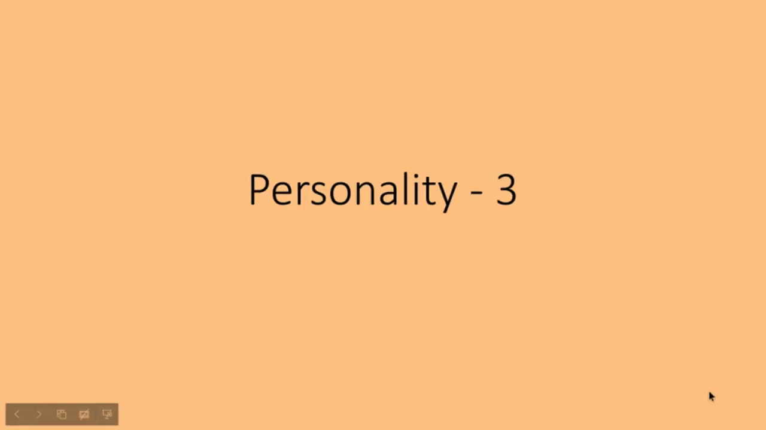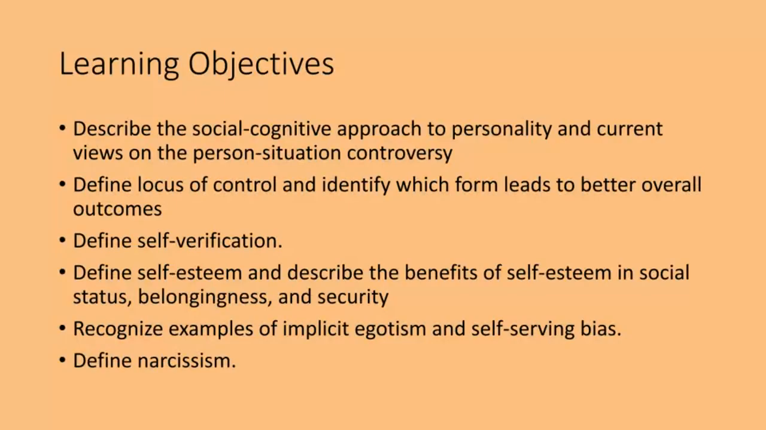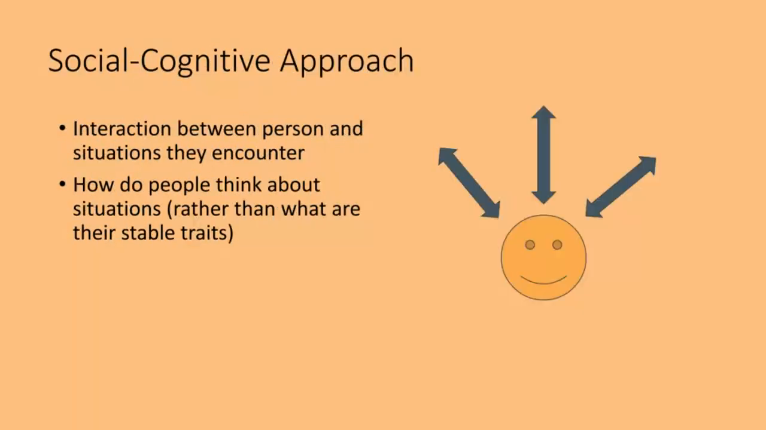Okay, so last section on personality, we will be talking about what's called the social cognitive approach, personality, and the person-situation controversy. Talk about the concept of the locus of control, and talk about the self, self-verification, self-esteem, self-serving bias, implicit egotism, and narcissism. So some fun topics related to personality.